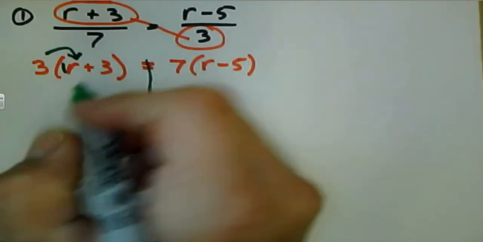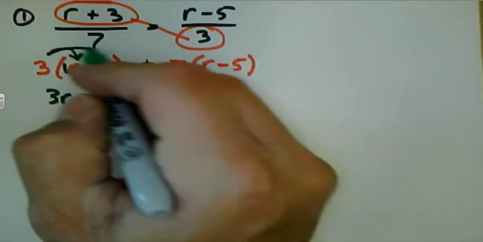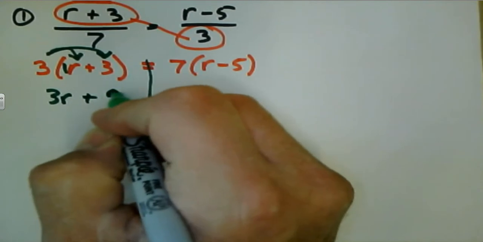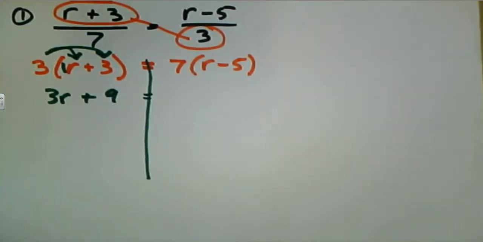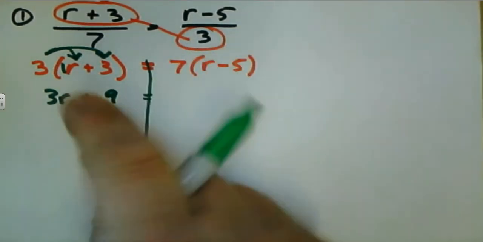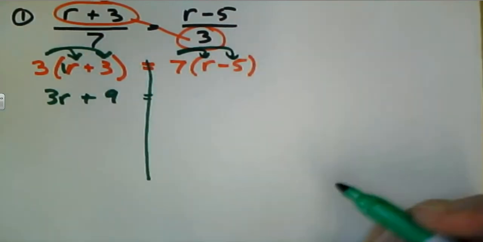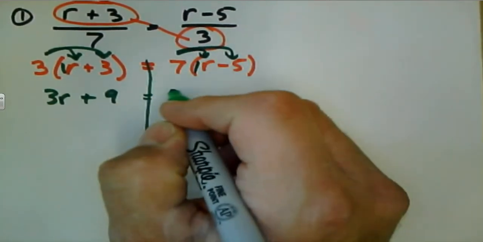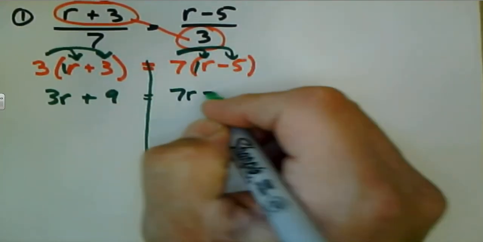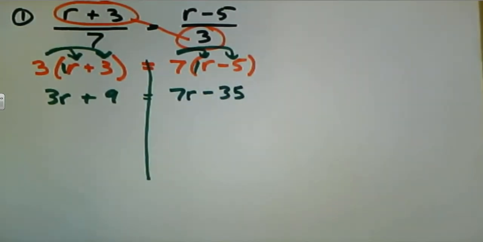So 3 times r, 3r. 3 times 3, 9. So our first step is distribute. That's what we just did. So we're going to distribute over here as well. 7 times r is 7r. 7 times negative 5, negative 35.